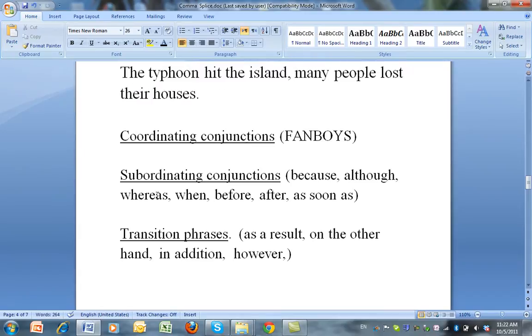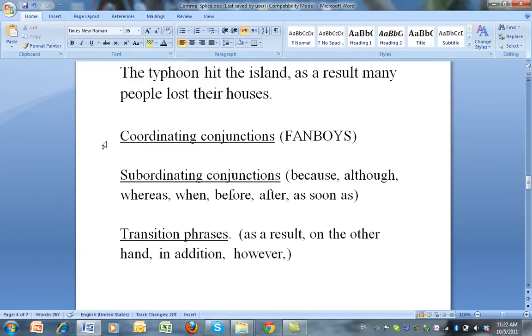Another way might be a transition phrase. Which one of these transition phrases shows effect? Typhoon hit the island. As a result, many people lost their houses. Now, is that correct? It's not correct. It's not correct grammatically.